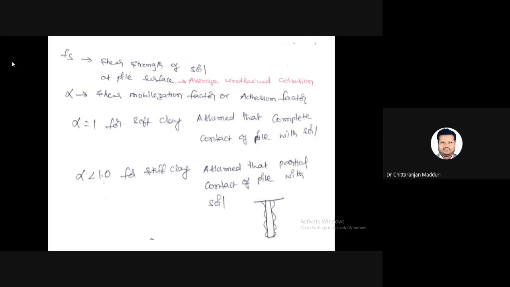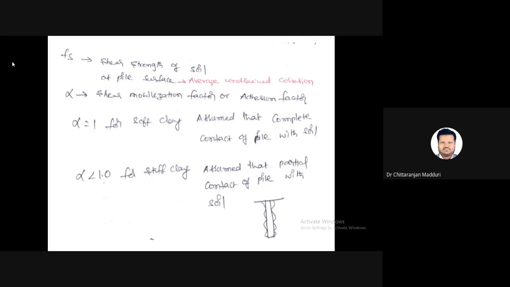So Fs is equal to alpha into C, where alpha is known as the shear mobilization factor, simply called the adhesion factor. Alpha is equal to 1 for soft clay. For soft clay, it is assumed that complete contact exists between the pile and soil. So we will take alpha equal to 1 for soft clay.